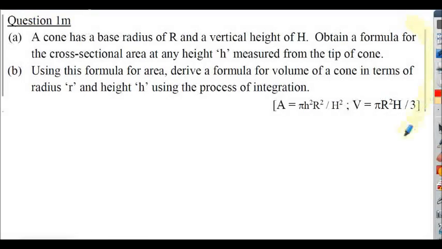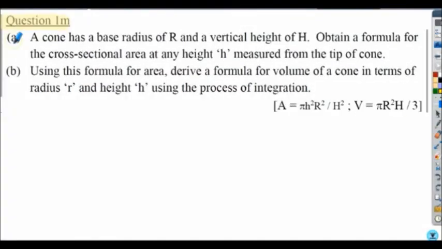I will briefly repeat the question here, but if you prefer you can move directly to the solution, commencing on the following slide. So part A: a cone has a base radius of capital R and a vertical height, capital H. We've got to obtain a formula for the cross-sectional area at any height, lowercase h, measured from the tip of the cone.